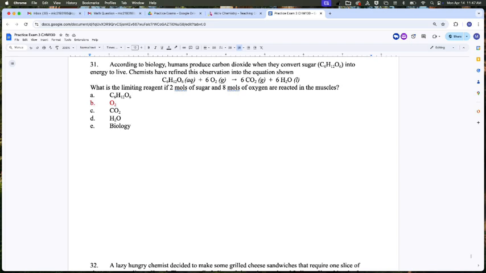31, we've got this big long equation here. Relevant for everybody because what we're looking at is a combustion of glucose into carbon dioxide and water, also known as respiration, or parts of our respiration. We want to know what is the limiting reagent if 2 moles of sugar and 8 moles of oxygen are reacted in the muscles. This question is effectively a limiting reagent calculation. It actually says it.